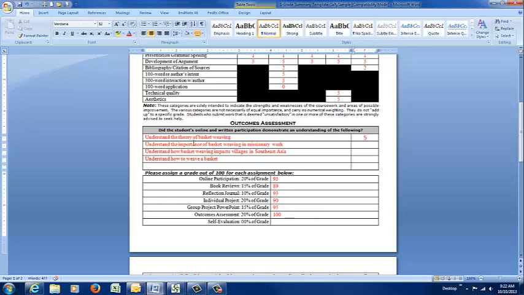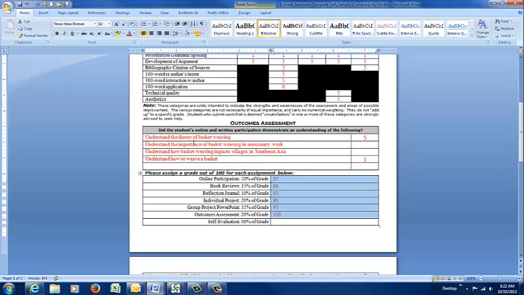That means she did a very good job of that. But if here at the end she did not understand how to weave a basket, in other words, in all of her online discussions, all of her project paper, her book reviews, and her journal, she did not demonstrate that she really knows how to weave a basket, she'd get a 1 down here. And then all of that should be reflected in these percentages.